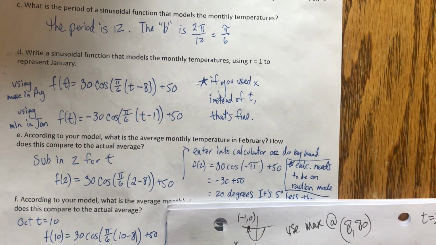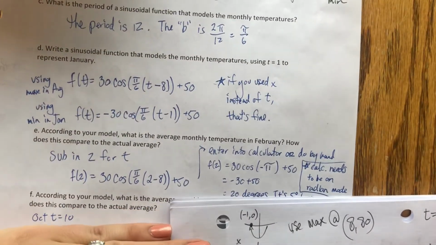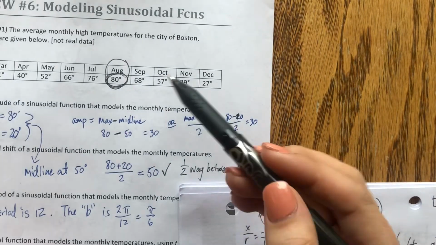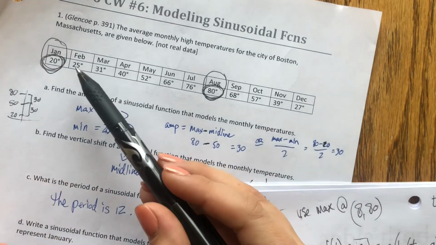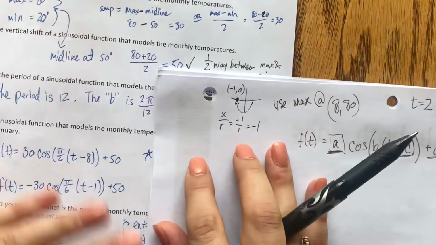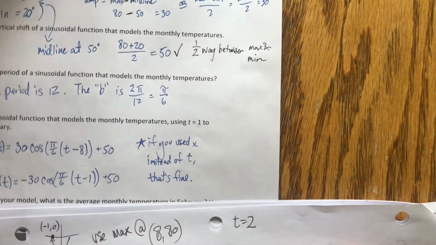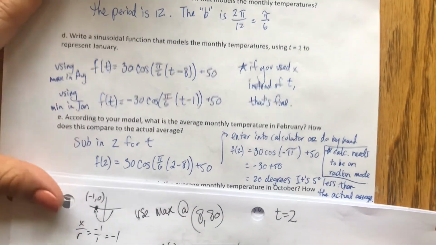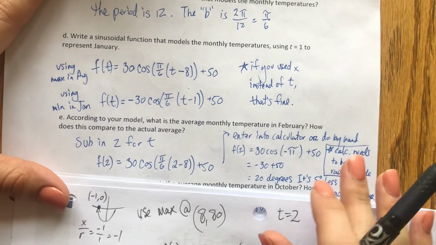And how does that compare to the actual data? In February, it was really 25 degrees. So 5 degrees off, but pretty close. So I wrote, it's 5 degrees less than the actual average.